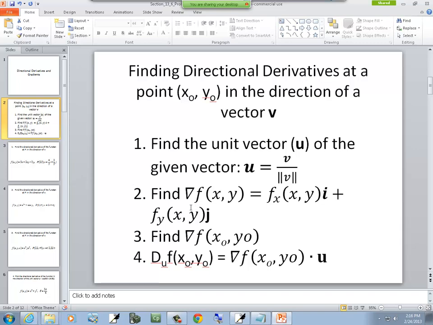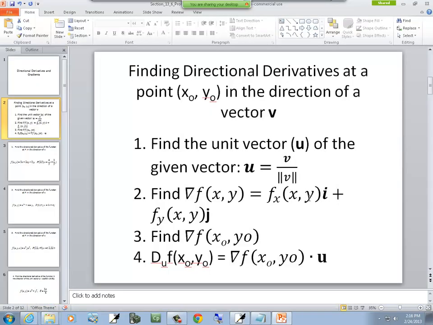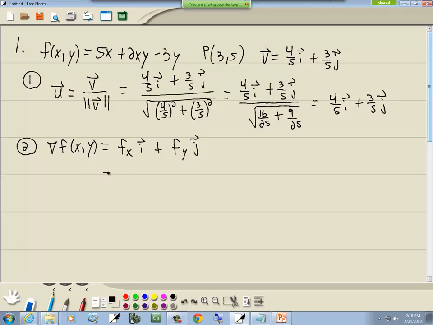Then we want to find del f, which is going to equal my partial with respect to x, i, plus the partial with respect to y, j. It's this right here. Okay. Well, we're going to take the partial derivative of this with respect to x. So we treat the y's like constants. The derivative of 5x is 5. The 2xy here, the 2 and the y, we consider those as constants. The derivative of x is 1. 1 times 2y gives us 2y. And this doesn't have an x in it at all, so that just drops away.